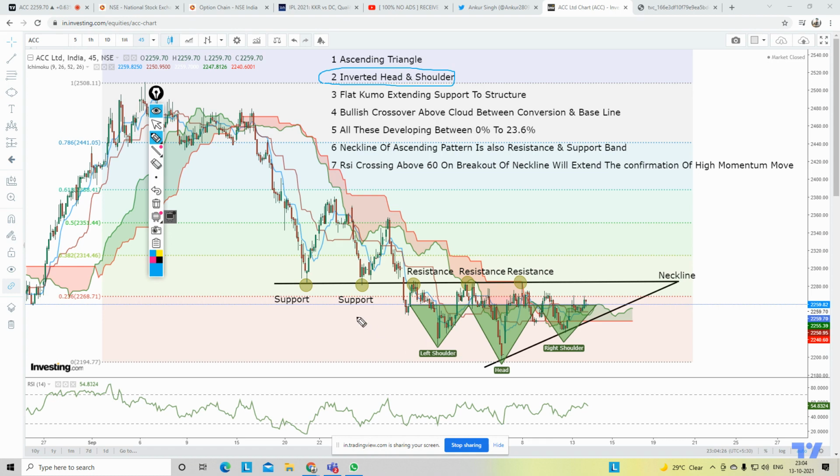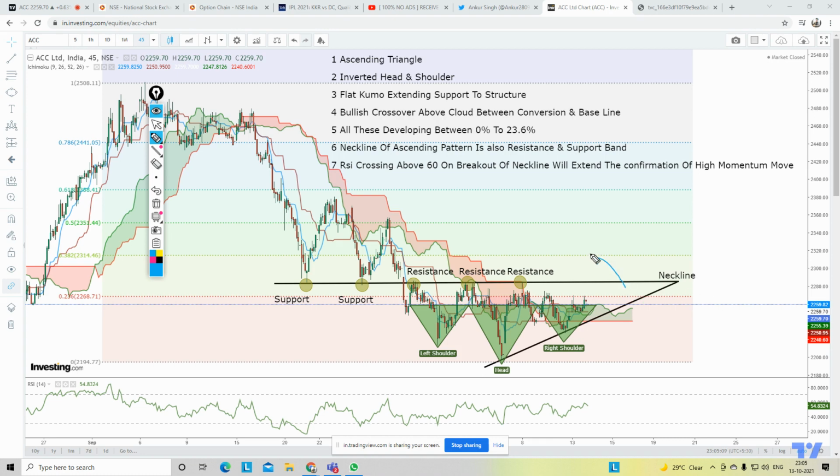Now, within the ascending triangle pattern, it formed an inverted head and shoulder. So this is the left shoulder, this is the head, and this is the right shoulder. So ascending triangle itself is a bullish chart pattern, and inverted head and shoulder is also a bullish chart formation. So within the ascending triangle, there is a formation of another bullish pattern, which is your inverted head and shoulder. Correct? So these two are colliding and happening at the same junction in the chart.